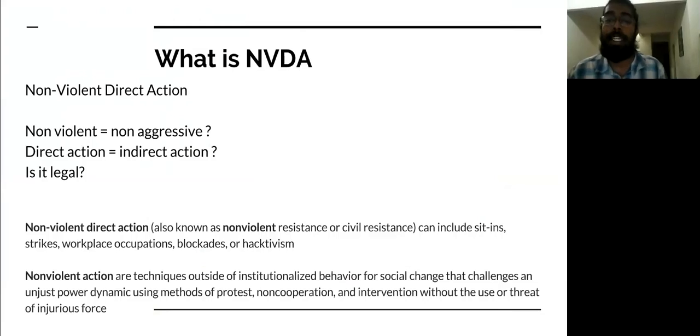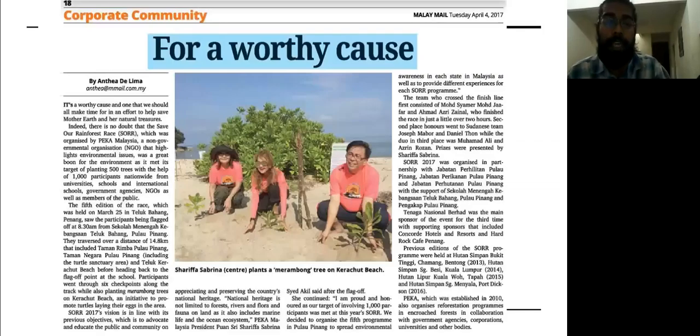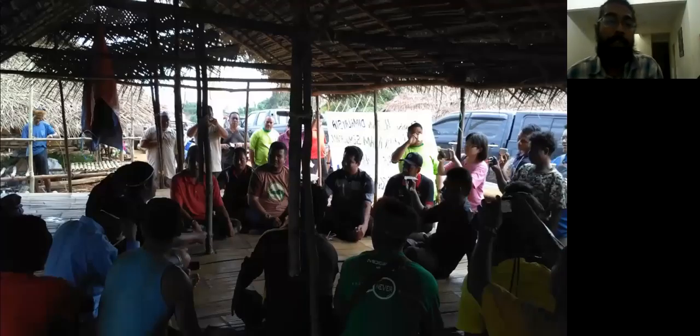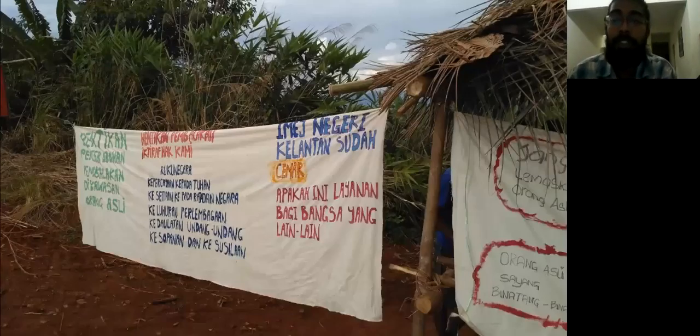And they did it non-violently because they didn't cause harm to anyone. All they did was block a pathway so that the loggers couldn't come in and out. It makes people realize the unjust power dynamic, because using methods of protest, non-cooperation or intervention is about changing how people look at the current situation. In Malaysia, before this blockade, the logging was going on for years. After people took a stand by erecting these blockades, it made a difference. This whole area is now protected.